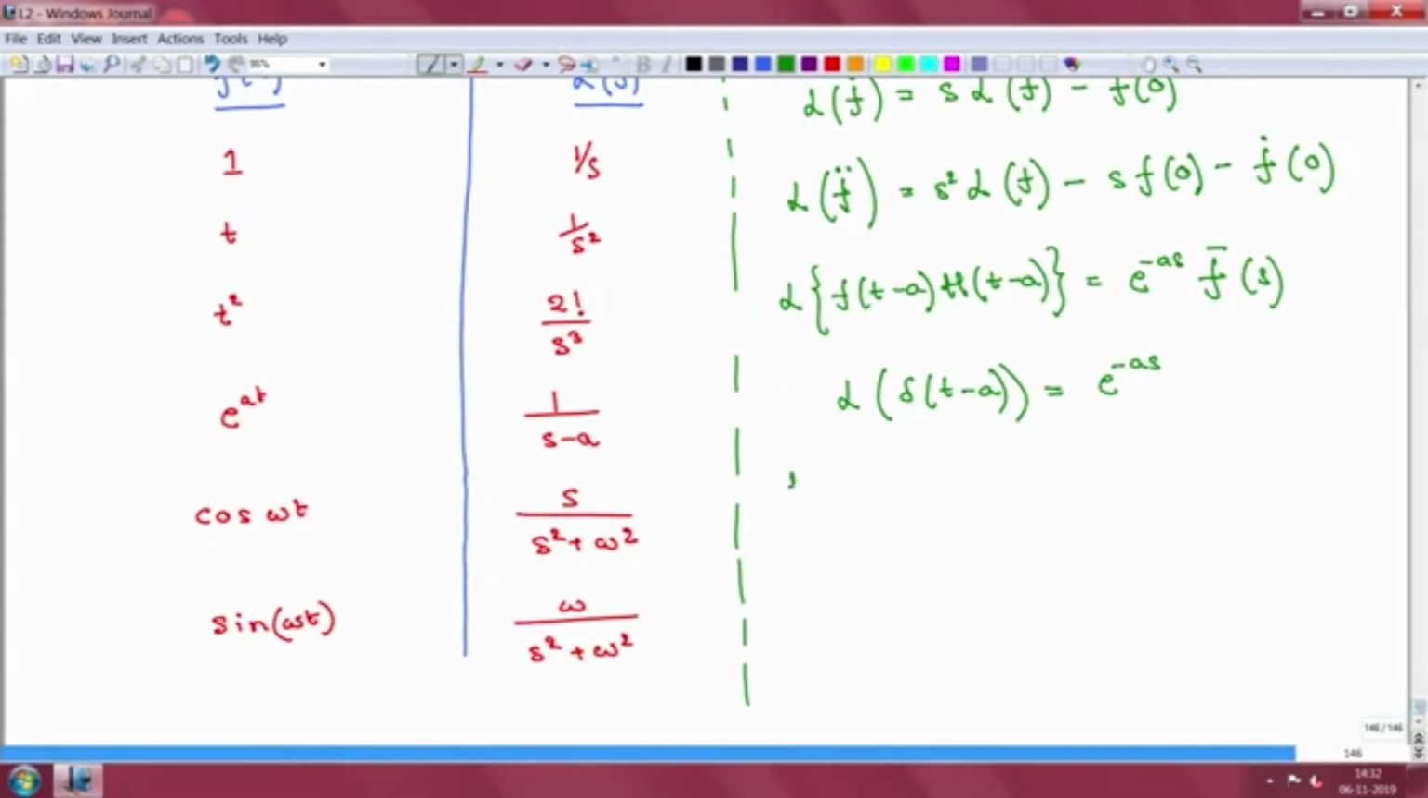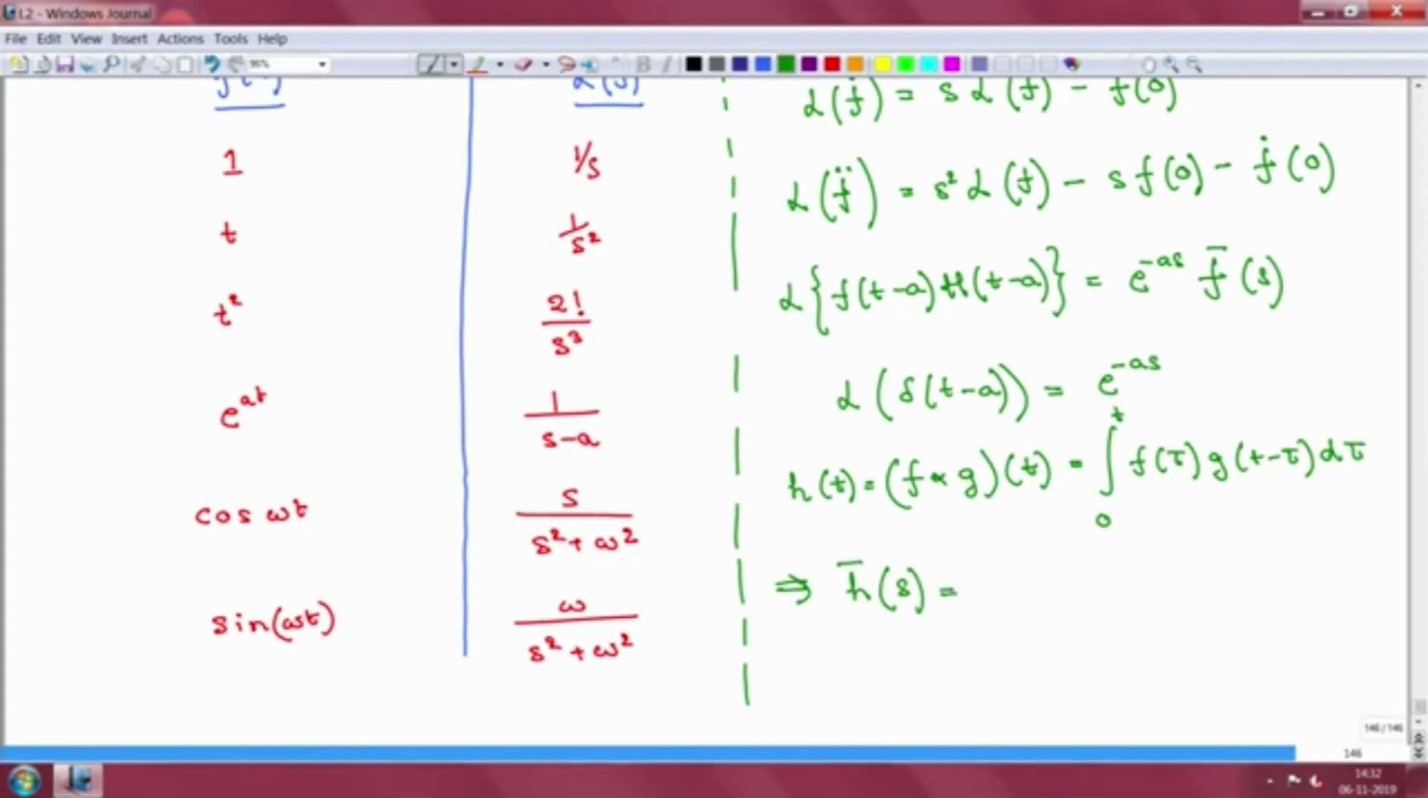And finally, if you have a function h which is defined as the convolution of two functions, where this star is the convolution operator defined as this particular integral, the integral of f of tau g of t minus tau d tau, then the Laplace of h is the Laplace transforms of the two functions simply multiplied with each other.